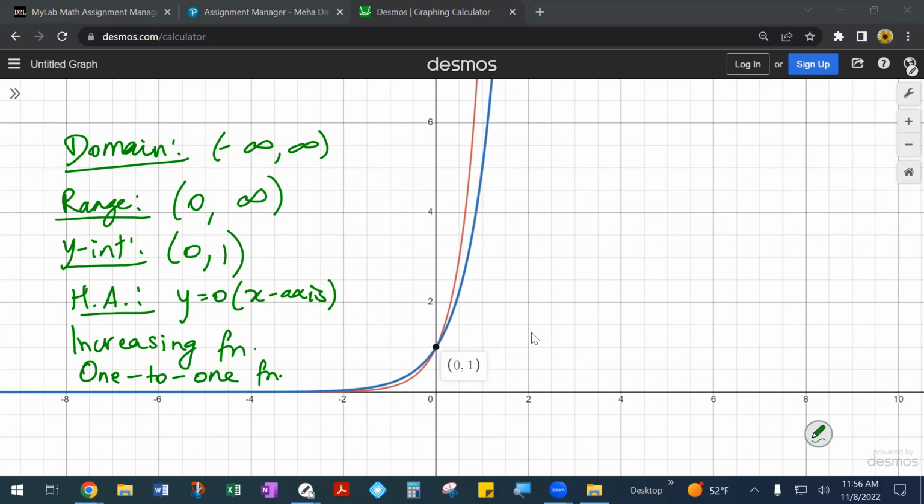Again, the graph in blue is 5 to the power of x. The graph in red is 9 to the power of x. Now, if we change that base to be between 0 and 1, your graph will look slightly different.